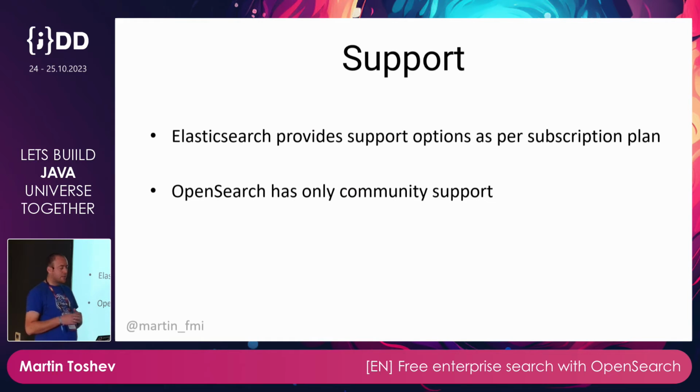In terms of support, Elasticsearch provides official support options per the subscription plan that you get. However, for OpenSearch, there is no official support, just for the Amazon offering. So if you want to have some kind of support for OpenSearch and you use it, you mostly have to count on the public forum of OpenSearch or some other discussion boards of OpenSearch. So there is no official support.